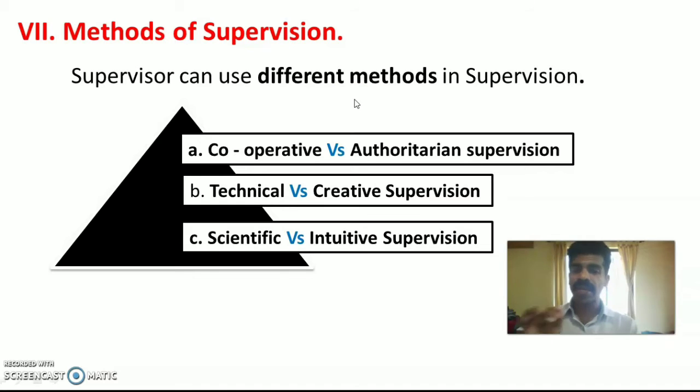So the methods can be categorized into 3 major groups, such as cooperative versus authoritarian supervision, technical versus creative supervision, and scientific versus intuitive supervision. So there are 6 important different methods in supervision that a supervisor can include in different types of supervision. Let us discuss in detail about the different methods of supervision.